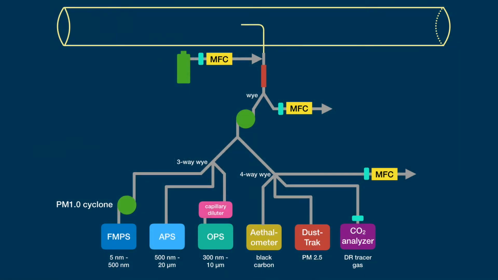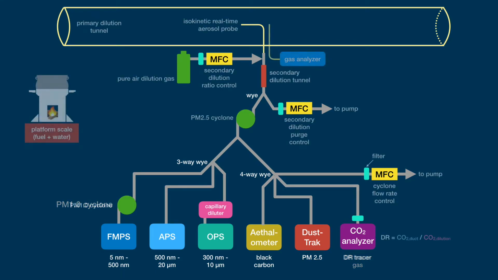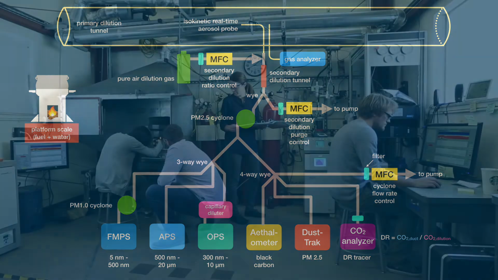Some additional hardware is required to make this system work in our lab, including a dedicated PM1 cyclone for our fast mobility particle sizer and a third stage of dilution, this time with a capillary diluter to prevent coincidence errors just for our optical particle sizer. The individual operating principles, merits, and idiosyncrasies of each of our aerosol instruments is beyond the scope of this training, but you can find a comprehensive list of all of our laboratory equipment linked in the description of this video.